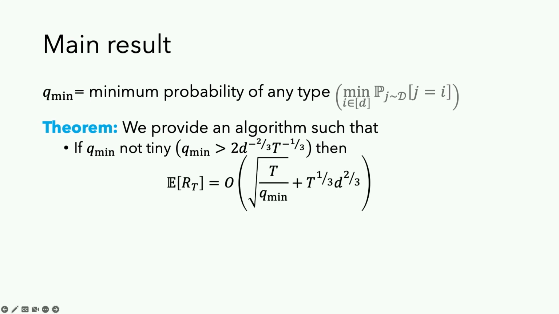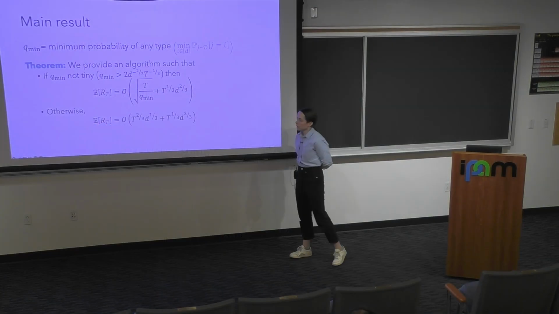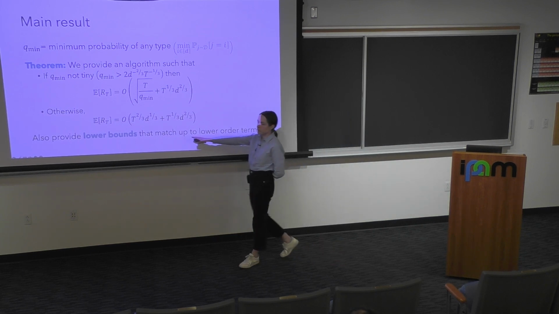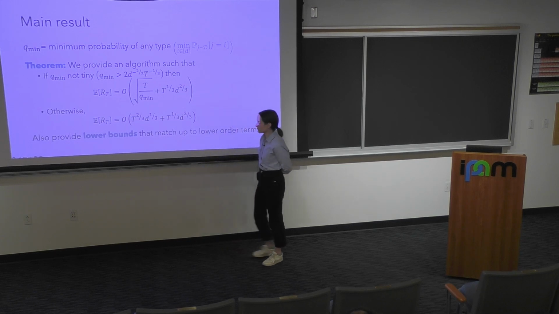then our regret is going to be square root of d divided by Q-min, plus a lower order term of T to the 1/3, d to the 2/3. Meanwhile, if Q-min is very tiny, then our expected regret is going to be dominated by the term T to the 2/3, d to the 1/3. And as I'll describe, we also provide lower bounds that match these two upper bounds up to lower order terms.